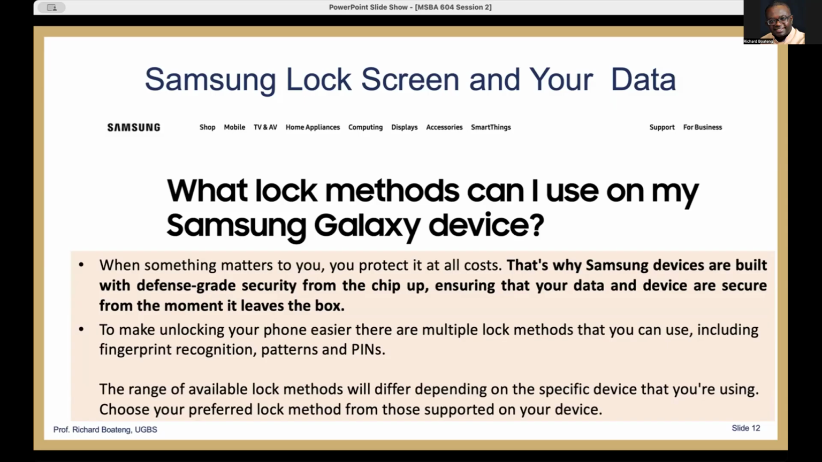Including means that there are other ones, but these are the top three common ones that usually show up. So these are the ones that most of us use. Now it will then tell you there's facial recognition. The range of available lock methods will differ depending on the device. Some of the methods are not applicable to some of the devices. So that's another thing it's telling you. That's why you have some limitations and some procedures. So choose your preferred lock method from those supporting the device. This is an action you're supposed to do.